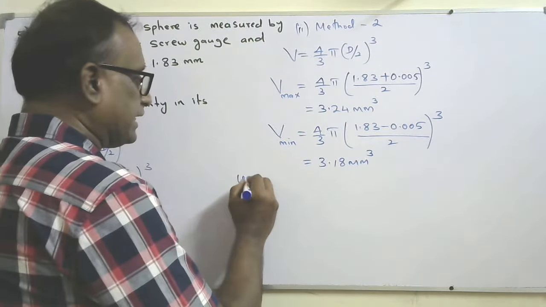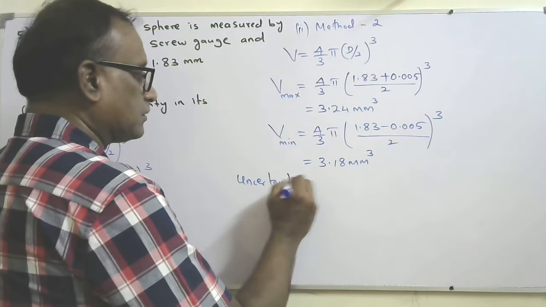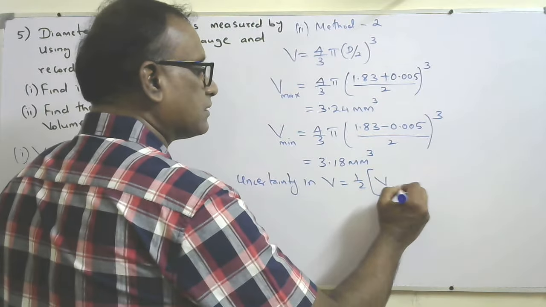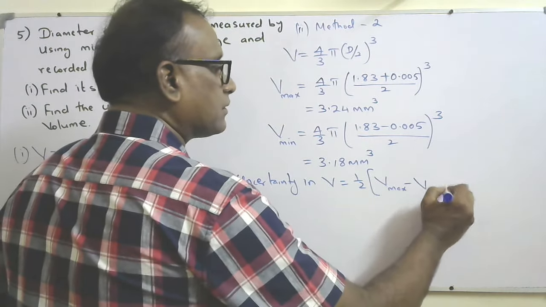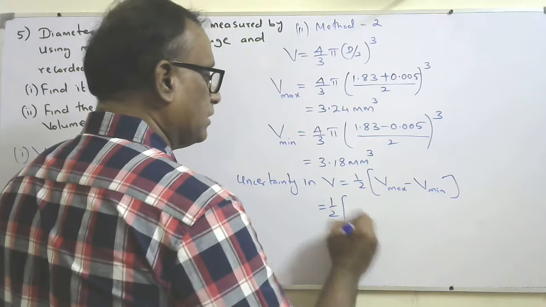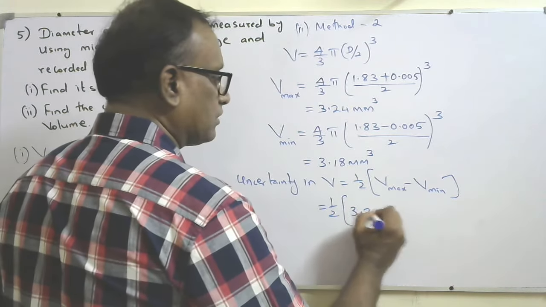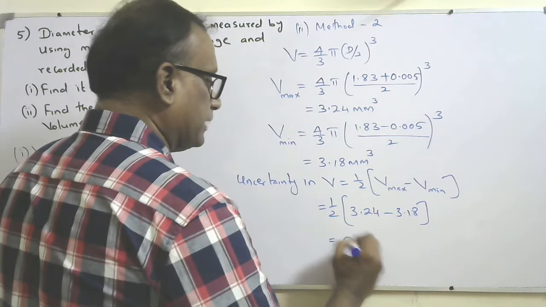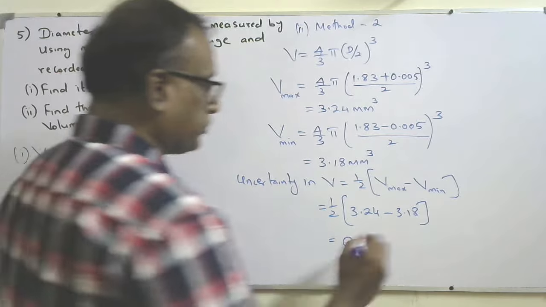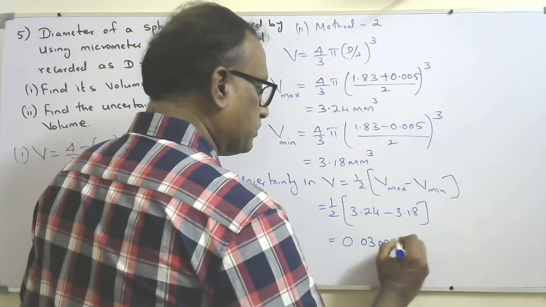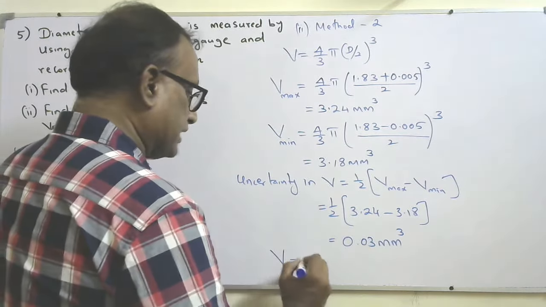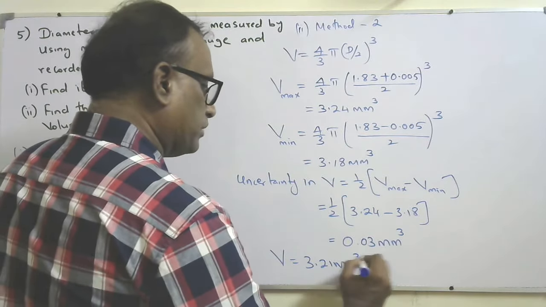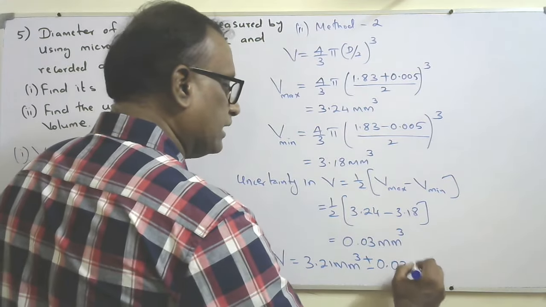So uncertainty in volume is equal to half into V max minus V min. That is half into V max is 3.24 minus minimum 3.18. That will be the same answer. You will get it as earlier, 0.03 millimeter cube. So here also I can say the volume is equal to finally 3.21 millimeter cube plus or minus 0.03 millimeter cube.